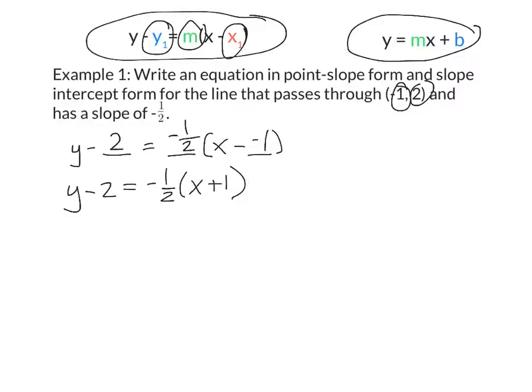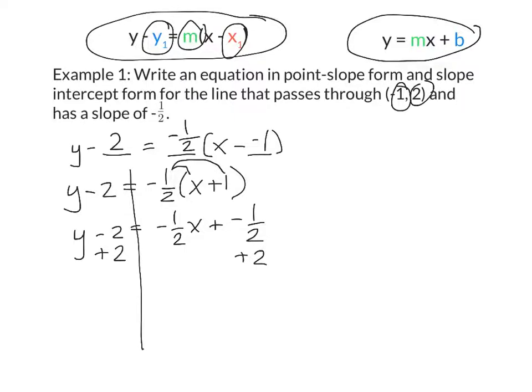And then I'm going to use the distributive property and distribute out the -1/2 to the x and to the 1. So it's y minus 2 equals -1/2 x plus a -1/2, because -1/2 times 1 is -1/2. Then I'm going to add 2 to both sides to get y by itself. y equals -1/2 x plus 1/2.